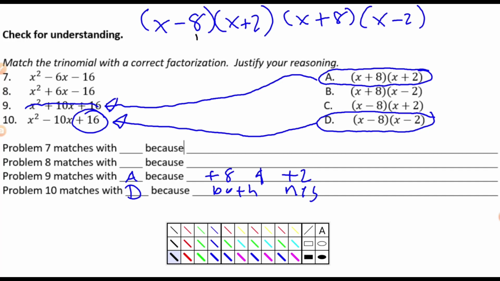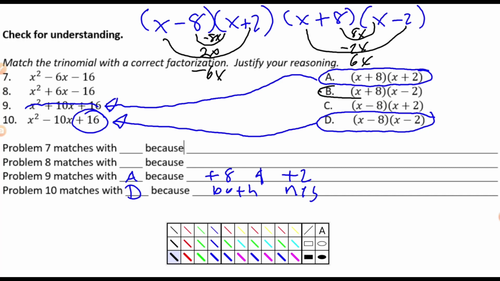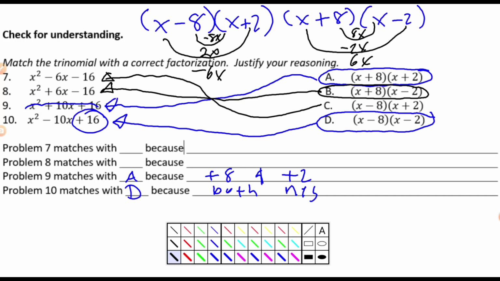So now I would do the check part. I would only check the inside. So I would go, oh, this is a negative 8x, and this one is a 2x, which is negative 6x. And if I look at the other one, this is 8x, and this one is negative 2x, and that gives me positive 6x. So I know the one with the positive 8 is the one that gives me the positive 6. So this one here goes with the positive 6, and C must go with 7.